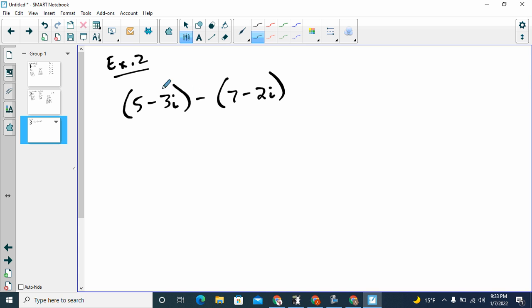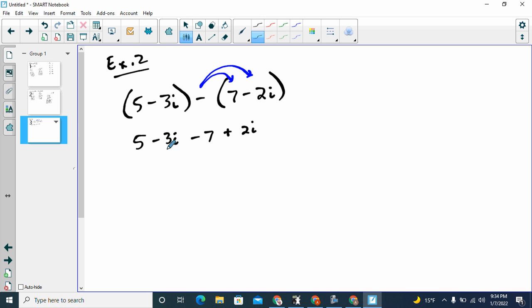Remember, when I add or subtract, I am not going to FOIL here. I see a lot of students want to FOIL when you see two things in parentheses. It's got a minus sign in between. So the first thing we need to do is distribute this minus sign, to the 7 and to the minus 2i. So here I've got 5 minus 3i, and I've got minus 7 minus negative 2i, minus a negative, that changes to plus.